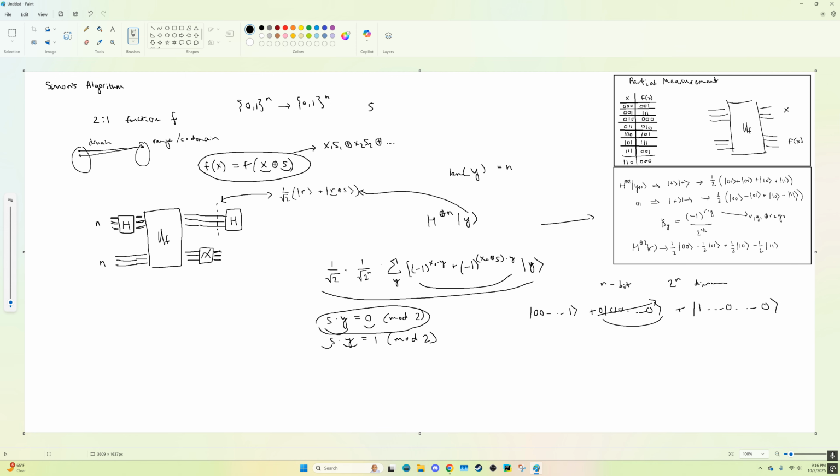With this, we get a linear equation every single time we query this quantum circuit. And that equation is linear in nature because s dot y is equal to 0 mod 2. If it was s dot y equals 1 mod 2, it wouldn't be linear in nature necessarily. So because of that fact, we get a system of linear equations by doing this each time.